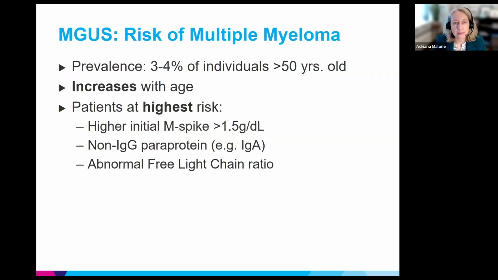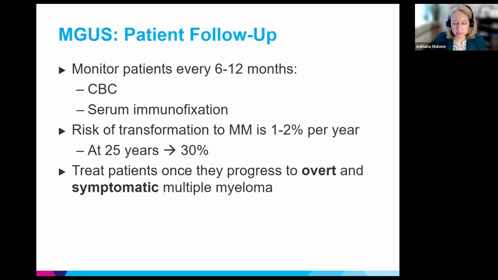The prevalence of MGUS is 3 to 4% of individuals older than 50 years old, which increases with age. Patients at highest risk are found to have a higher initial M spike greater than 1.5 grams per deciliter, a non-IgG paraprotein, for example, IgA MGUS, as well as an abnormal free light chain ratio.